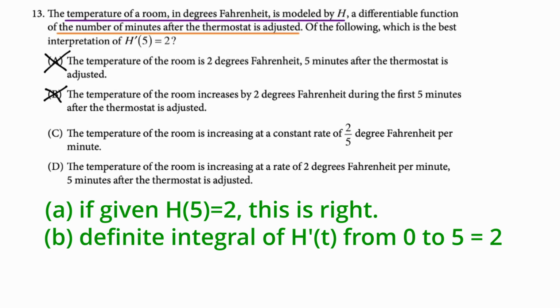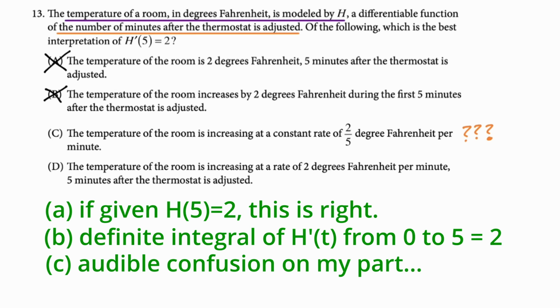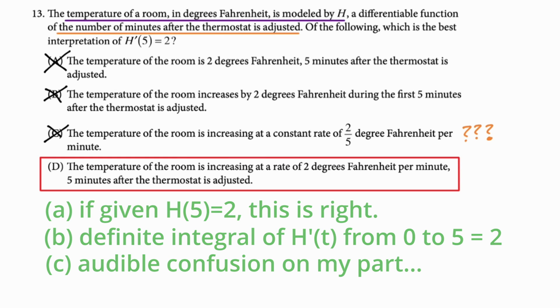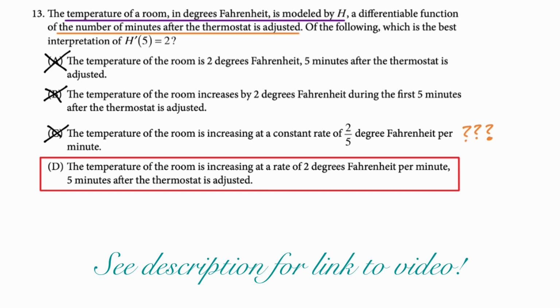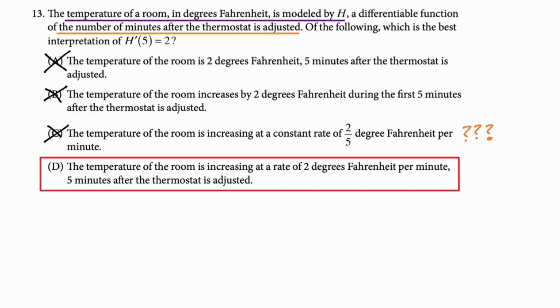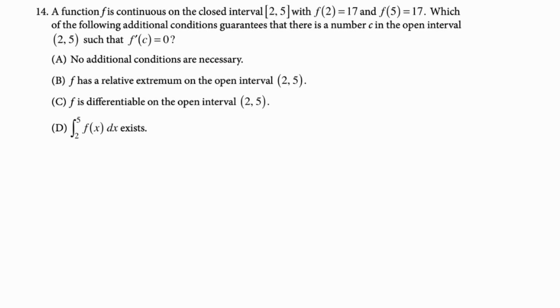C, the temperature of the room is increasing at a constant rate of 2/5 degree Fahrenheit per minute. This is a weird misunderstanding of what's going on. That's like an average rate of change, I guess, but I don't even know. You'd have to be very confused to choose that. That's not the answer, and that, by default, makes D the answer. The temperature of the room is increasing at a rate of 2 degrees Fahrenheit per minute, 5 minutes after the thermostat is adjusted. And that's basically what we said. I'm going to link below to a video where I describe exactly how to interpret a derivative in context, because these come up frequently.